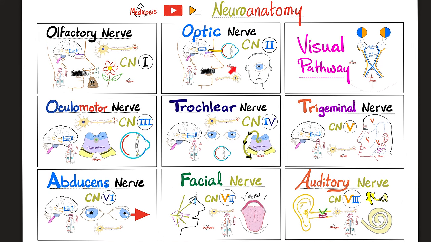Quiz time. Here's a question for you. What is the differential diagnosis for ALS? If you know the answer, please comment below. Don't forget to take a look at my neuroanatomy playlist.